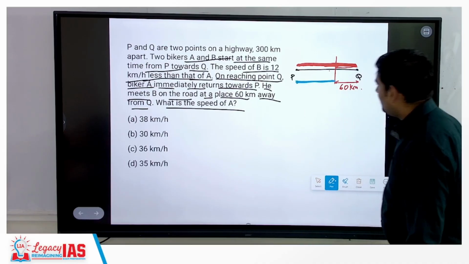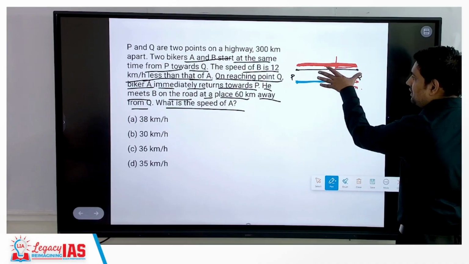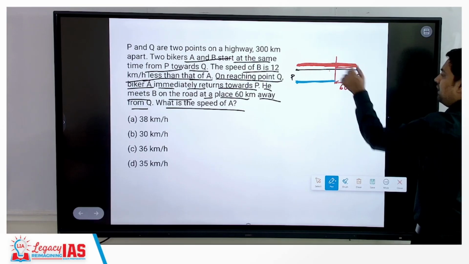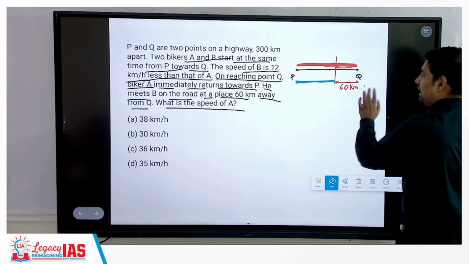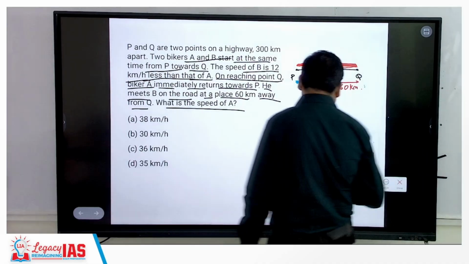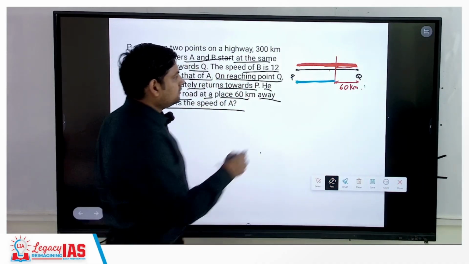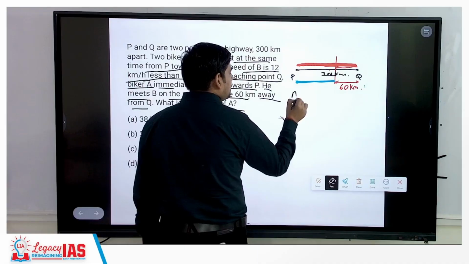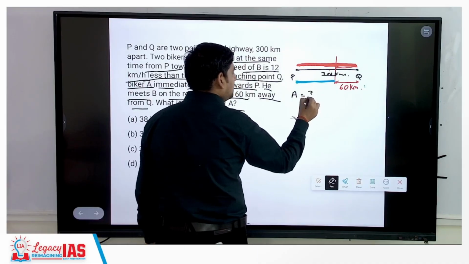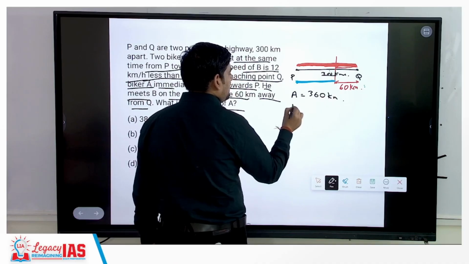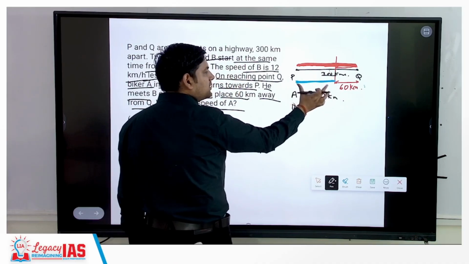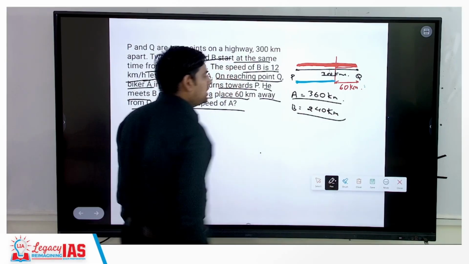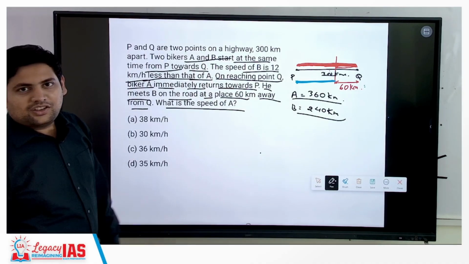So B has covered how much distance? This whole was 300, so 300 minus 60. And A has covered how much? 300 first and then 60 on the return journey also, so 60 more than 300. Now it becomes easy. A covered 300 plus 60, 360 kilometers. B covered 300 minus 60, so actually 240 kilometers. Once you get this, your question is easily solved.